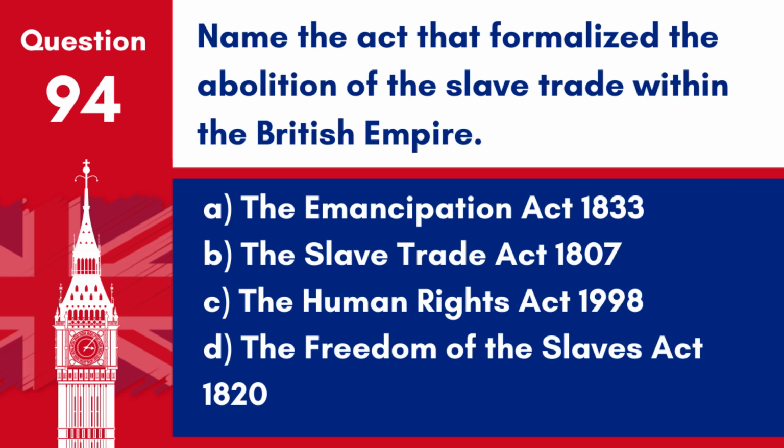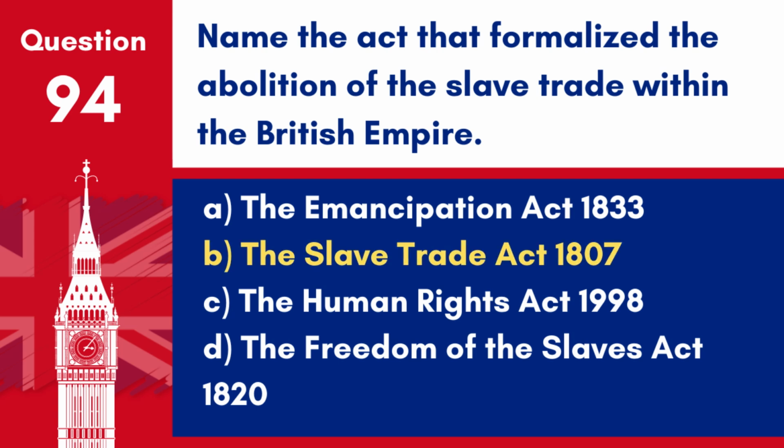Question 94. Name the act that formalised the abolition of the slave trade within the British Empire. A. The Emancipation Act 1833. B. The Slave Trade Act 1807. C. The Human Rights Act 1998. D. The Freedom of the Slaves Act 1820.